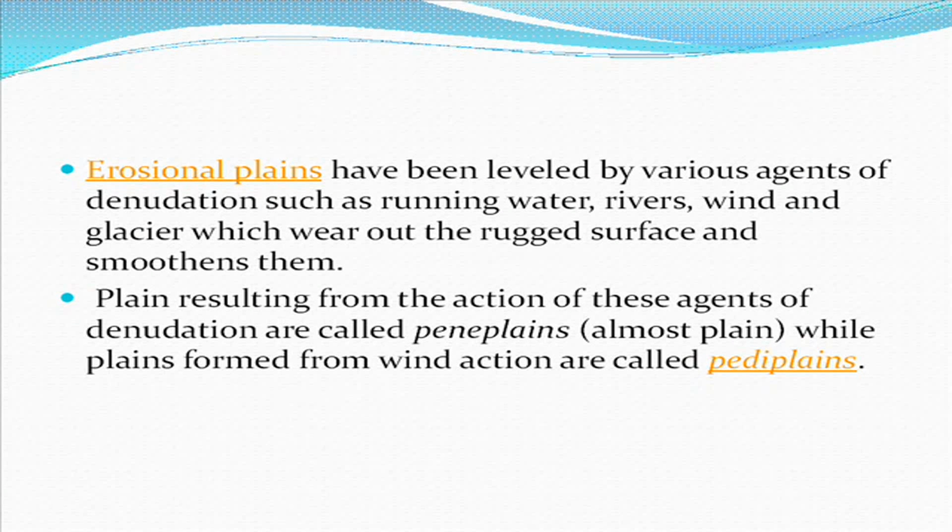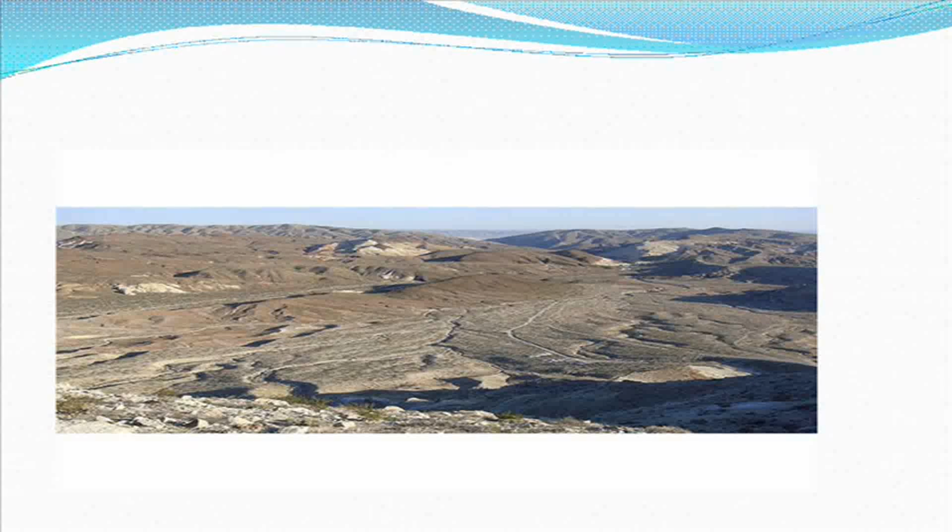Erosional plains have been leveled by various agents of denudation such as running water, rivers, wind and glaciers, which wear out the surface and make it smoother. Plains resulting from the action of these agents of denudation are called peneplains, almost plains, while plains formed from wind action are called pediplains. Erosional plain means a hard surface is eroded and forms a smooth surface by denudation agents like running water, ice, glaciers, etc. The wind erosional plains are called pediplains.